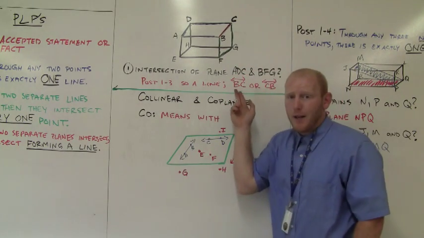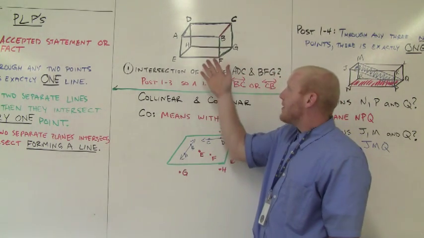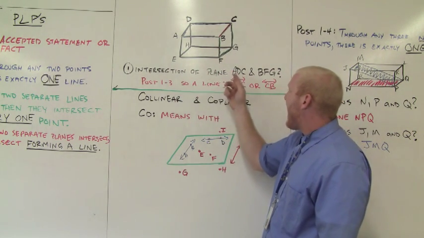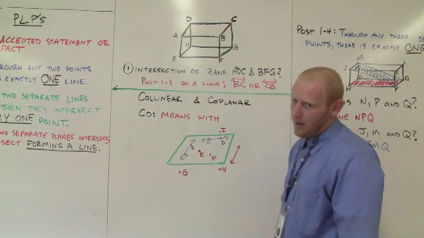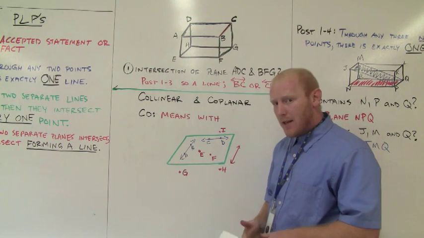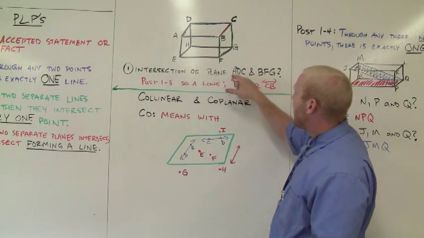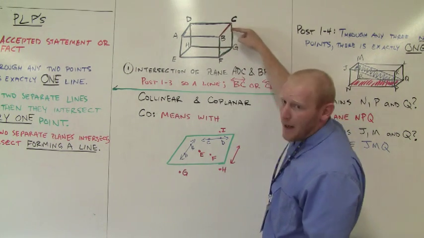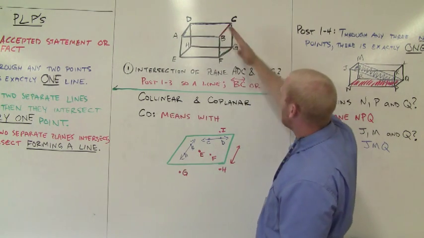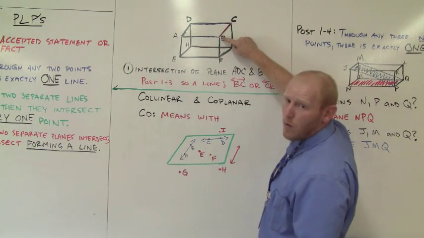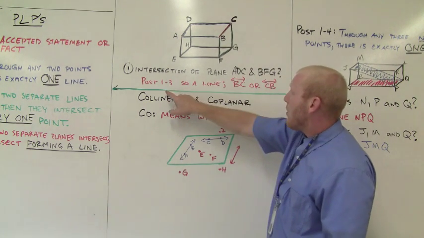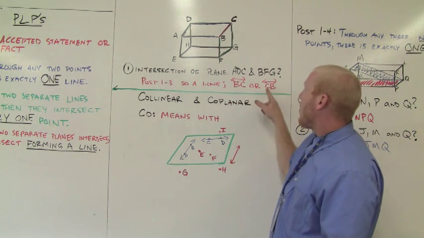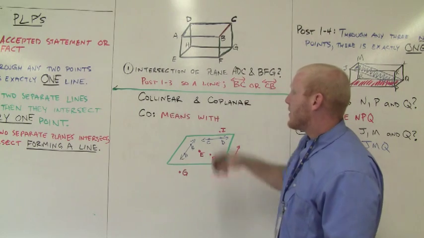So, let's look at an example here. We're going to look at the intersection of planes in this figure, which is a rectangular box. The question is, what's the intersection of plane ADC and plane BFG? Now, I did it with color to make it nice and easy to see, but here we have plane ADC in the blue. We have plane BFG in the green. What's going to be the intersection? If this plane keeps going this way and this plane keeps going this way, well, where they intersect is line BC. So, as I know from postulate 1-3, it's a line, and it would be called line BC or line CB. So that would be the intersection of that.